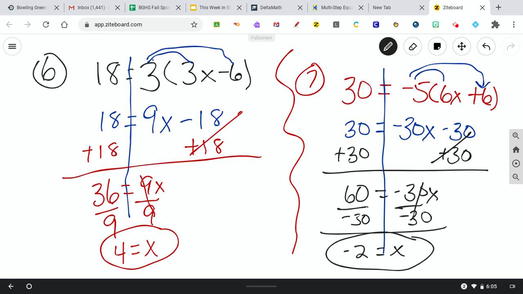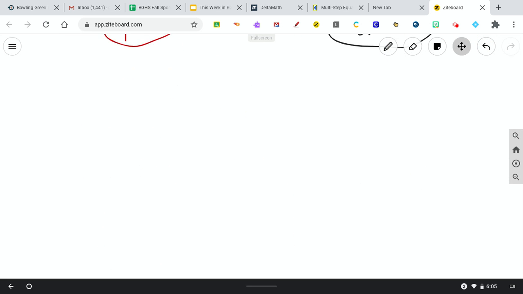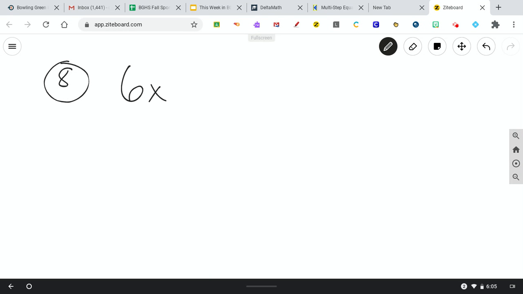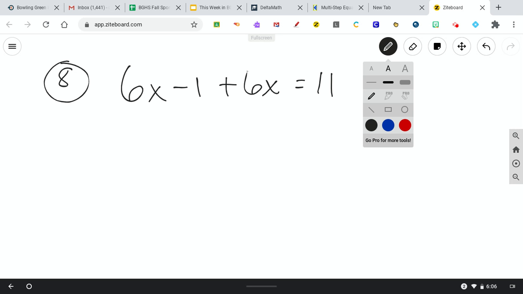Okay. We're going to do one more example. So 6 and 7 is what we did yesterday. And actually we did that last week as well. So just kind of mix it in there so you kind of see how things are flowing. We're going to do one more like the stuff we're doing today. I just want to kind of mix that in there for review. So I got 6x minus 1 plus 6x equals 11. So again, pay close attention.